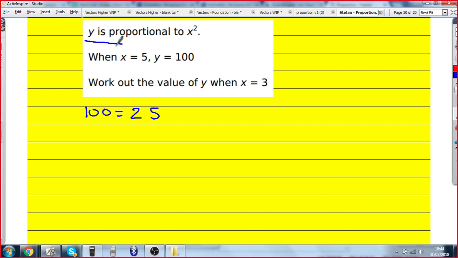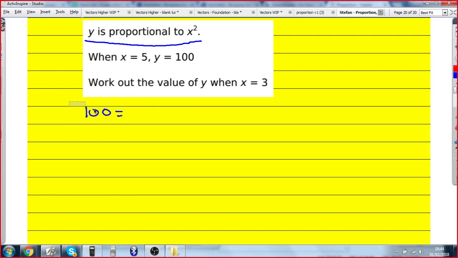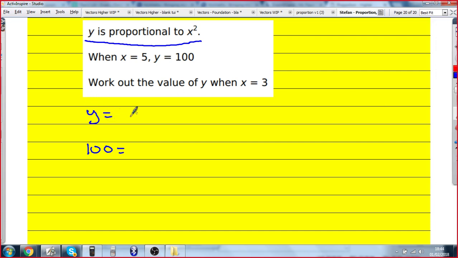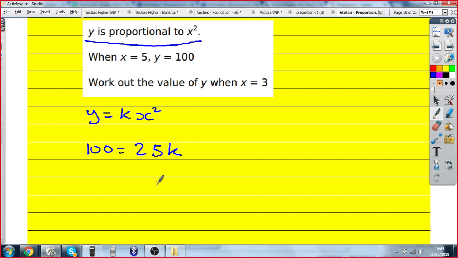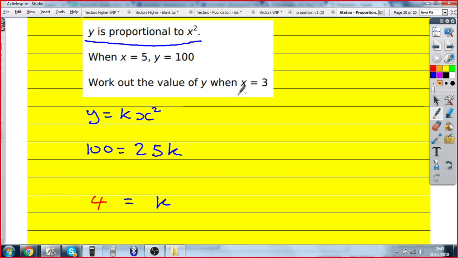What would this be as just pure algebra? Y is proportional to x squared, like as an equation. X squared divided by y equals k. Okay. And so how do we get k? If I sub in these values, I get 100 equals 25k. We're trying to get k. K is 4. Okay. Work out the value of y when x is 3.